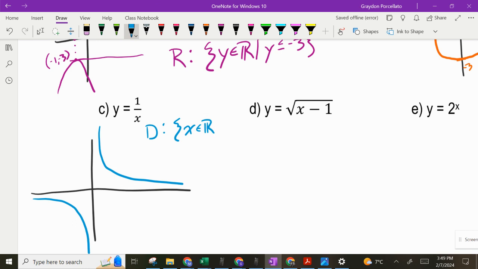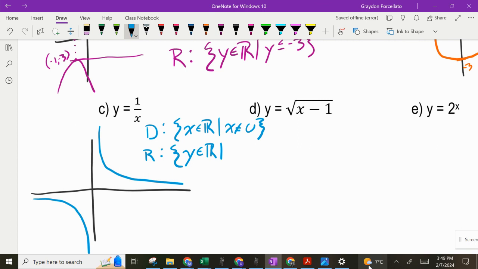The reason x can't be 0 here is because if you try in your calculator, you can try it right now, you can try it tonight, you can try it tomorrow, but if you try to divide 1 by 0, you're going to notice that you're going to get an error. Okay? That's impossible to do. You can't divide 1 by 0, so therefore x cannot equal 0.